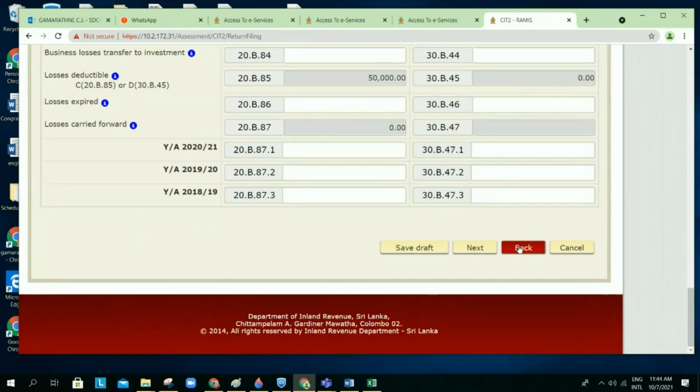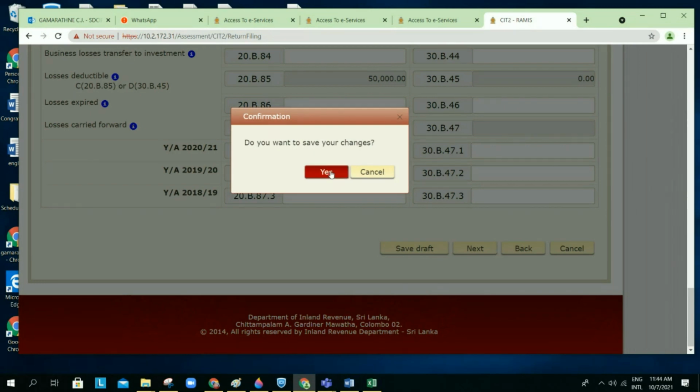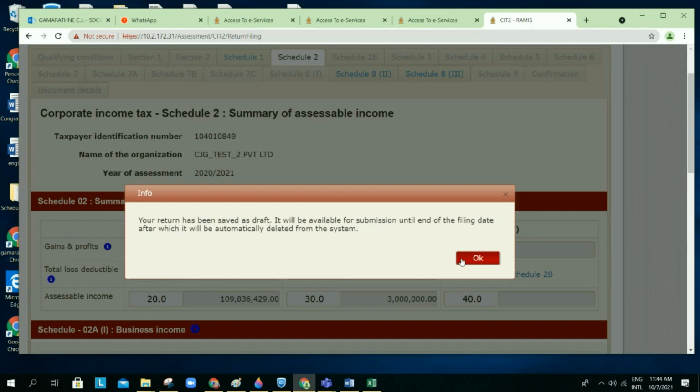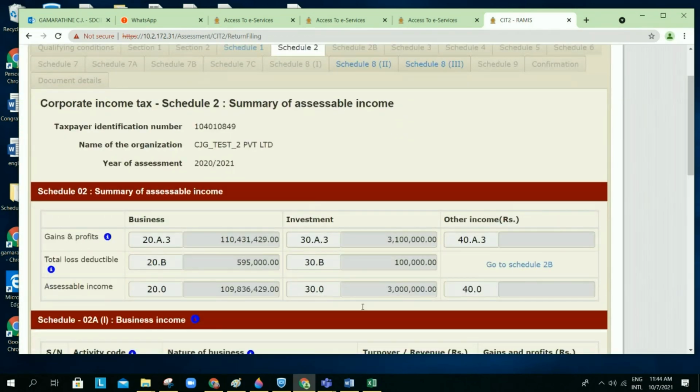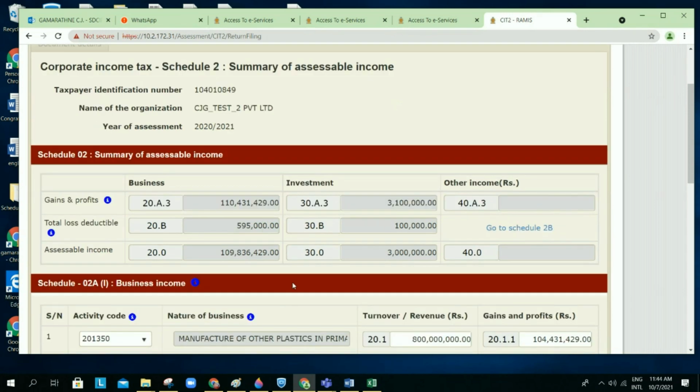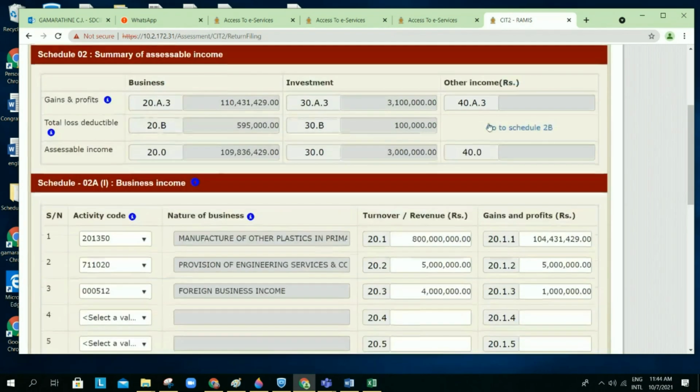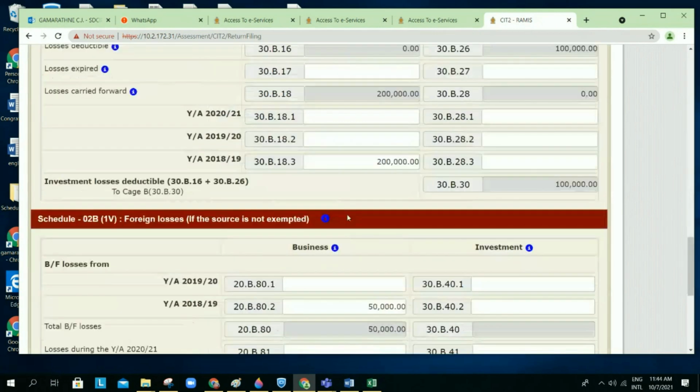Back. Then you can see how the AI has been calculated. Okay. Next, I will move to schedule 3.